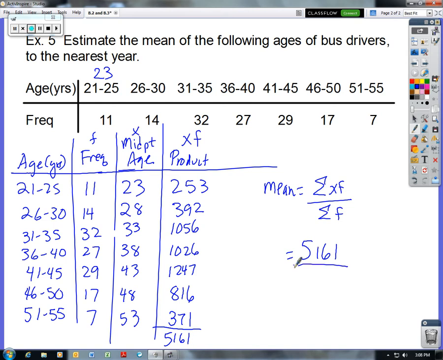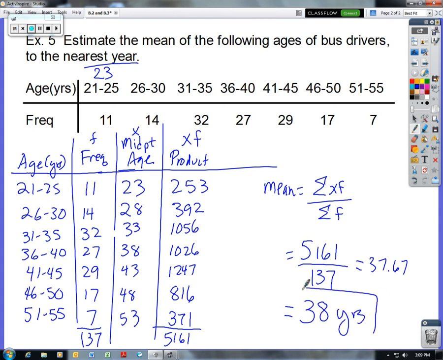And then the summation of the frequencies is 137. Divide those and you get 38. Well, oh yeah, when you divide it, you get about 37.67. But then it did say to round to the nearest year. That rounds up to 38, of course, years.